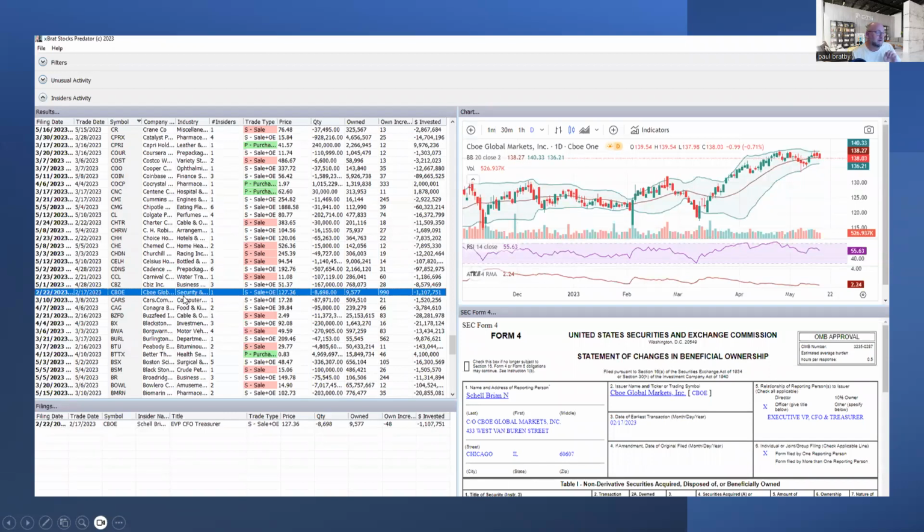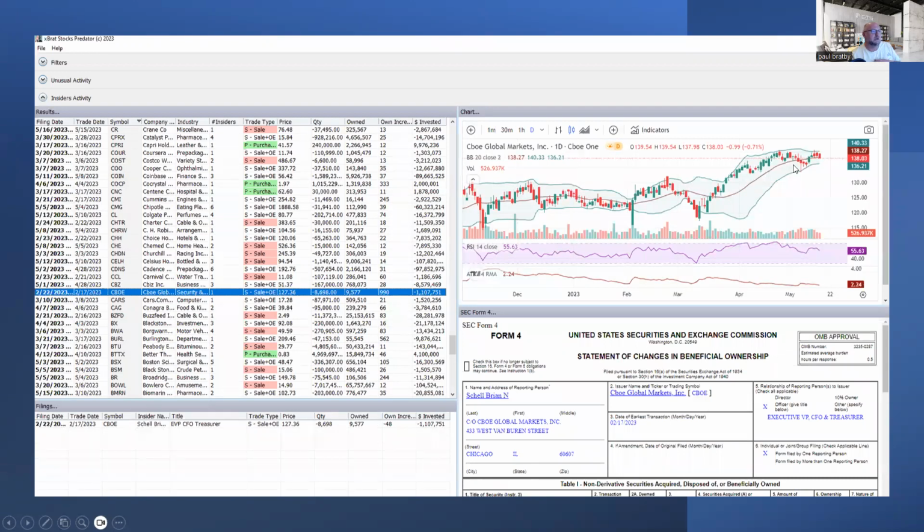CBOE. Now, this is very interesting for me. So when this data is available, you've got to aggregate it, you've got to search for it, and it takes a lot of time. This does it straight away. Within sort of a minute and a half, we get this: the CFO, the treasurer, has taken $1,107,000 profit at this price.